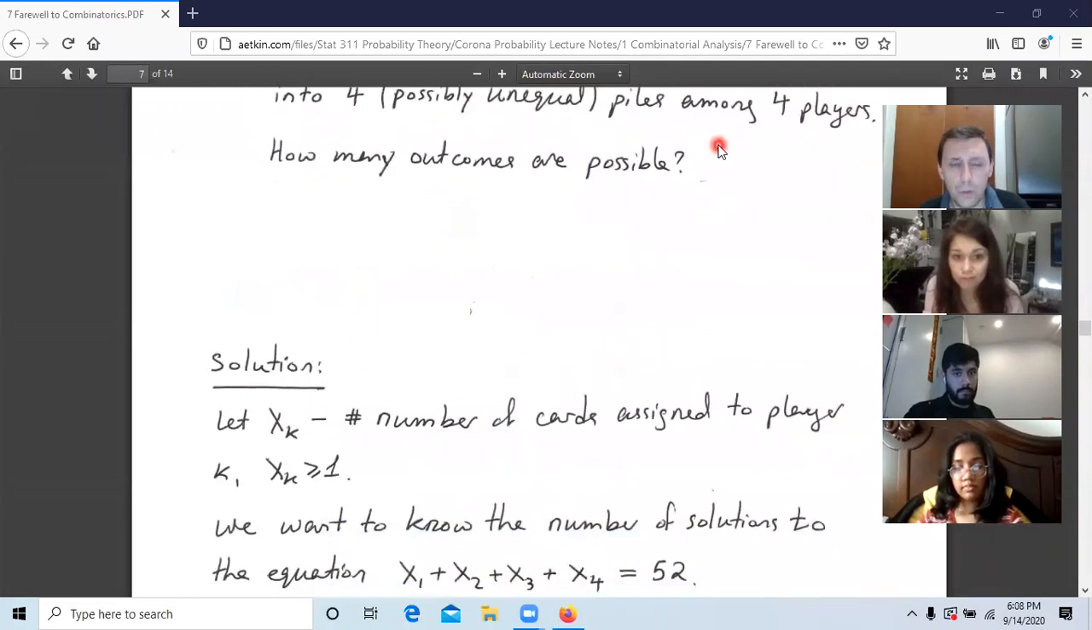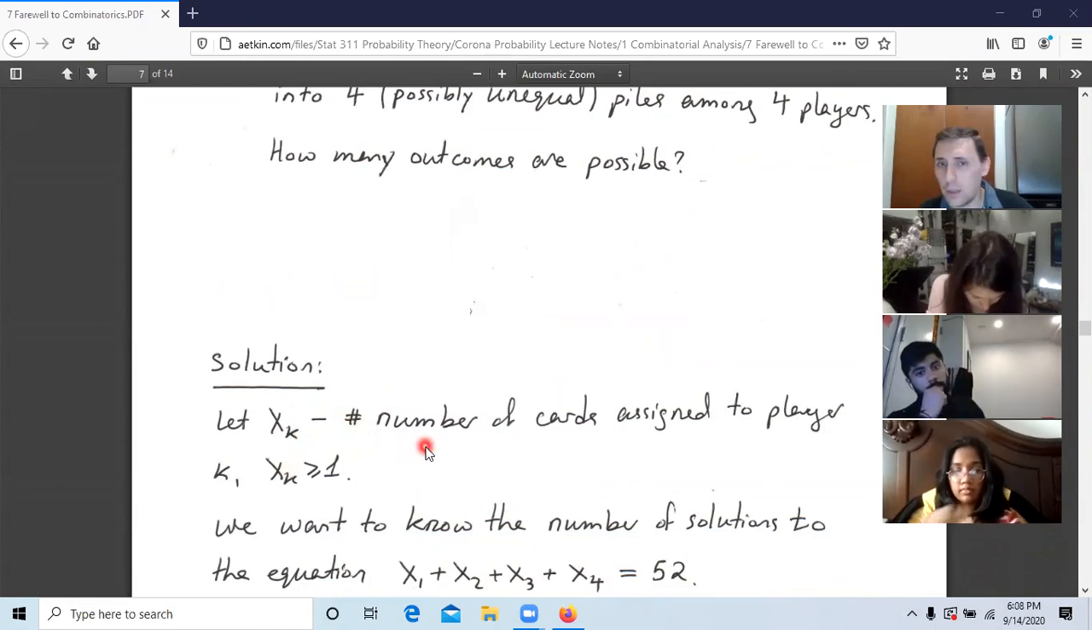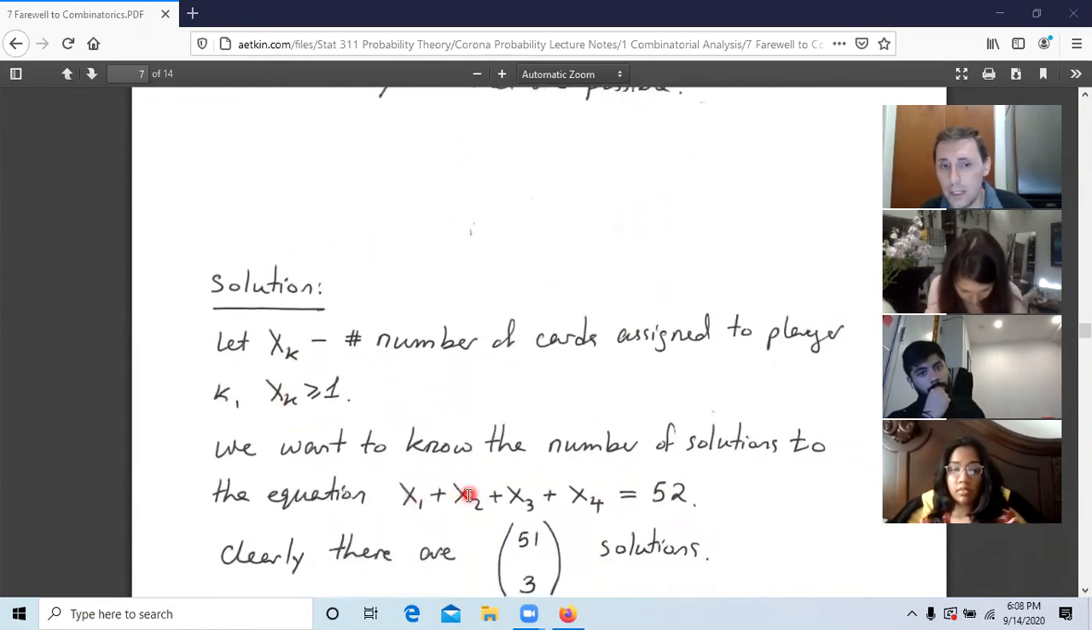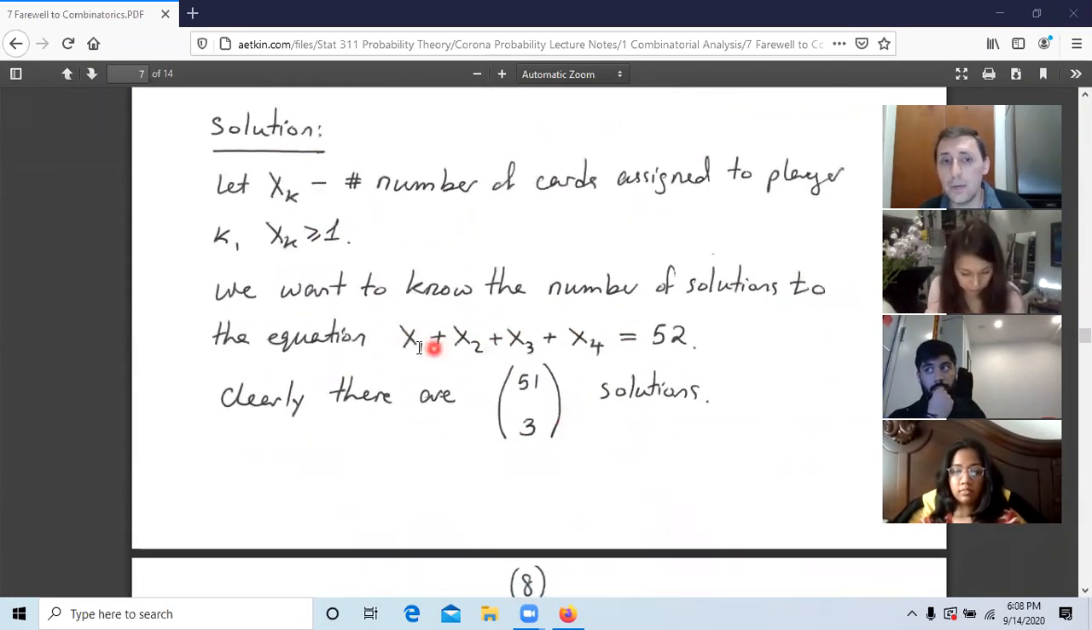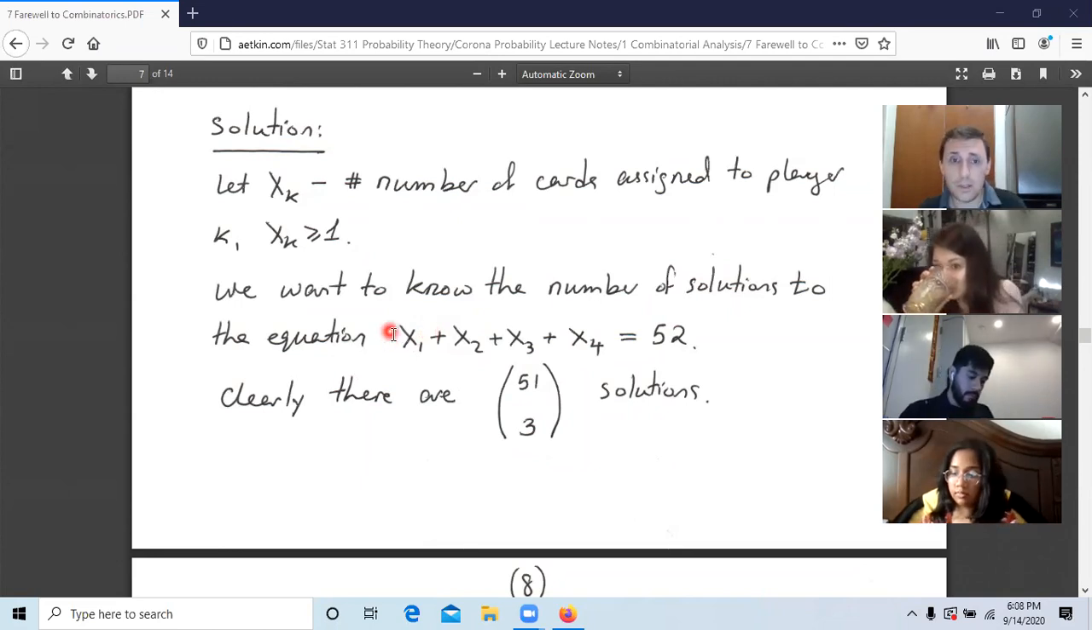So what we have here is identical objects like cards or money to be partitioned into four categories, four non-identical categories. X1 is player one, X2 is player two, etc. So we are counting the number of solutions to the equation where the summation is 52, yes? And we remember it's like the match problem. Remember the little girl with the matches? So we have 52 identical matches and we have four little girls. So each girl has to receive at least one match. So what do you have? You have 51 spaces between them, right?